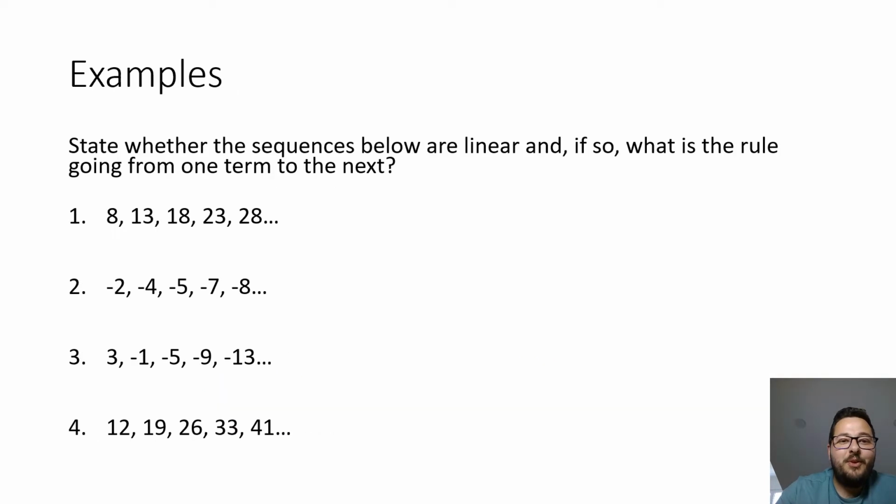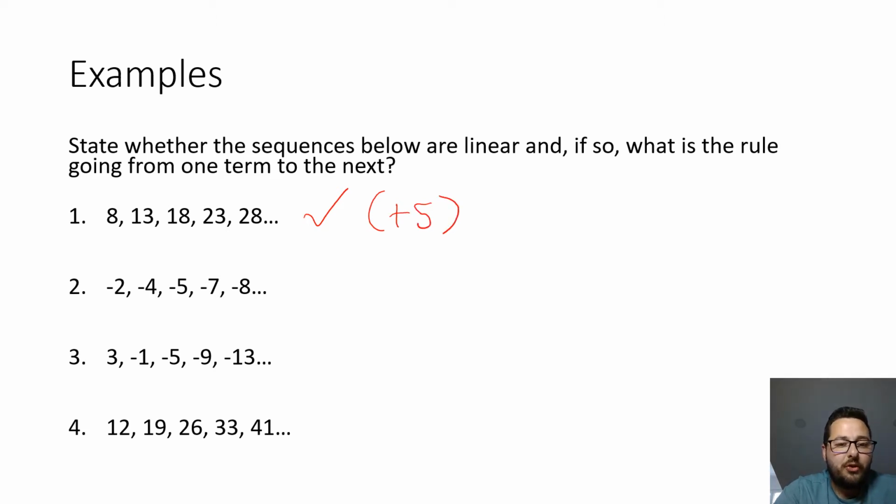Okay, so just a few practice questions then. We want to know if these sequences are linear or not, and if they are linear, what is the rule going from one term to the next? Feel free to have a go, pause the video, otherwise we shall do it together. So number one, we've got 8, 13, 18, 23, 28. Well, that is linear because we add 5 every time. So the rule is add 5.